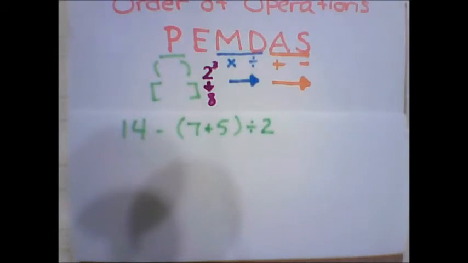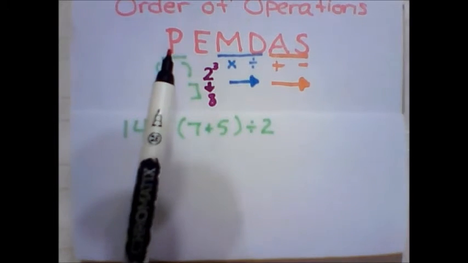Now I have a brand new problem here. This one's awfully interesting because it encompasses 3 operations. And we've got something else going on here too. This says 14 minus the quantity of 7 plus 5 divided by 2. So when I say the quantity of, that usually means that it's in parentheses. So let's look at our order of operations, aka PEMDAS. I am going to use a different color marker.